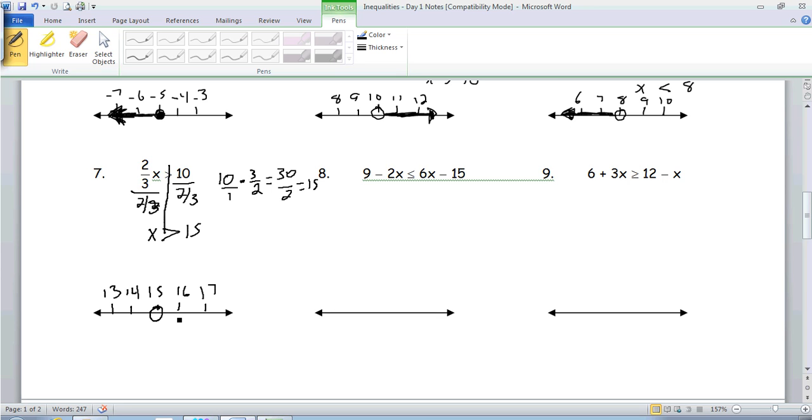No equal sign, it's an open line. Follow the direction of the sign, put in my arrow.